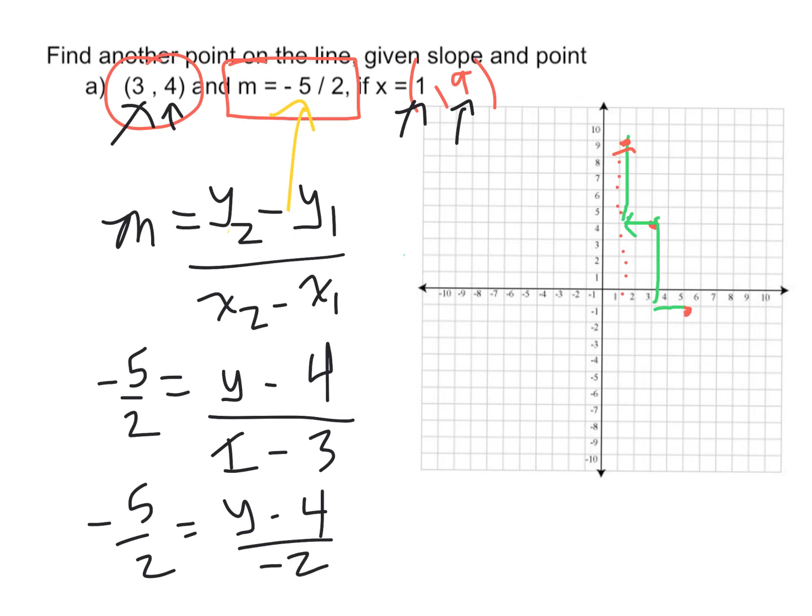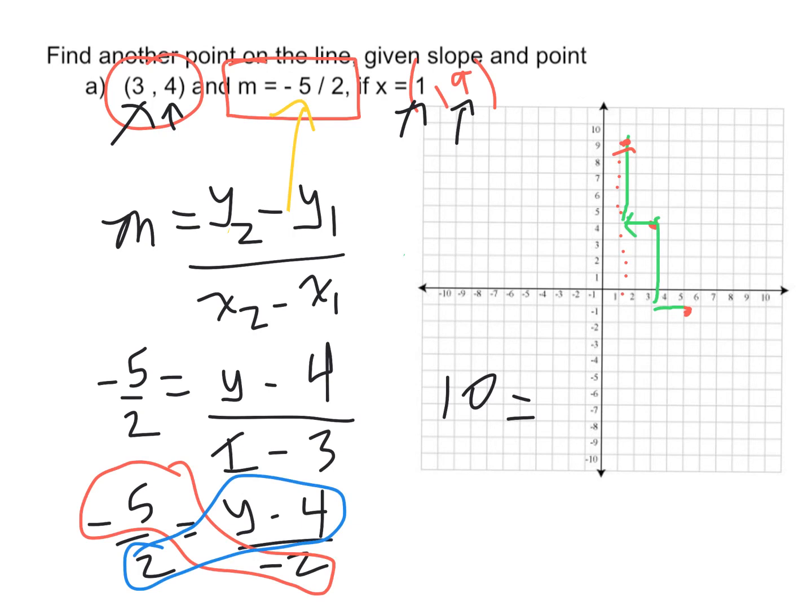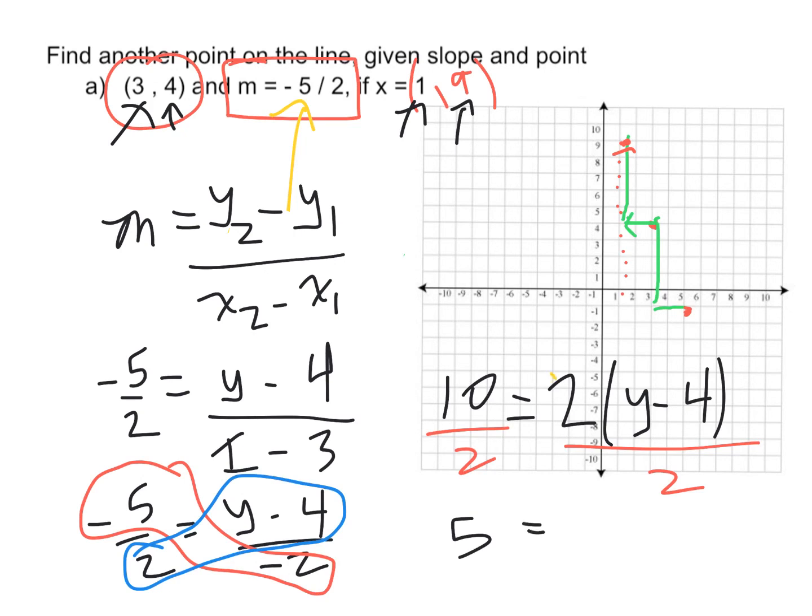So now I'm going to cross multiply. So I'll go negative 5 times negative 2, which gets me to positive 10. And then positive 10 equals, I cross multiply again, 2 times y minus 4. So that becomes 2 times y minus 4, or 2 bracket y minus 4. And I'm going to now clean this up by dividing this side by 2, dividing this side by 2. 10 divided by 2 is 5. And then these two cancel out.